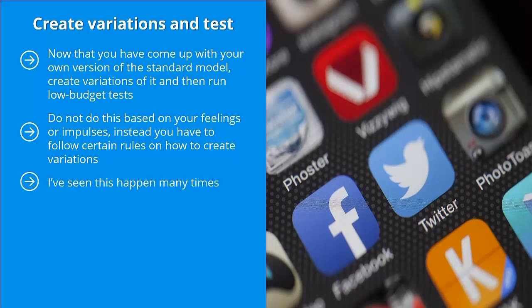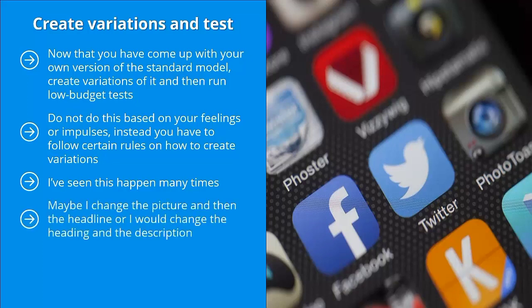I've seen this happen many times. In fact, I've committed this mistake before. I would take an ad and test it. I would notice that it's not getting that many clicks, so I'd change half of the ad. Maybe I change the picture and then the headline, or I would change the heading and the description. Whatever the case may be, I would change half of the ad, and sure enough, it would improve. But when I try to improve things again by changing the other half of the ad, it falls apart.